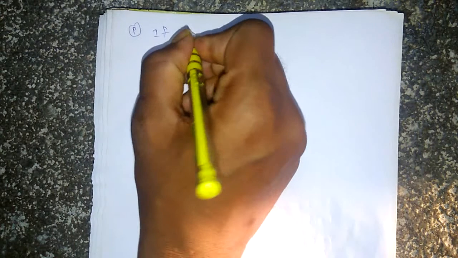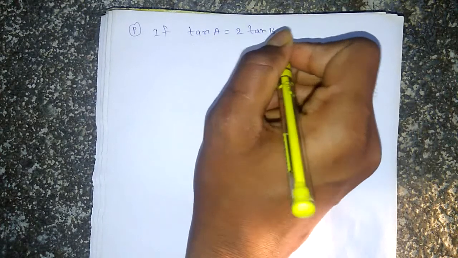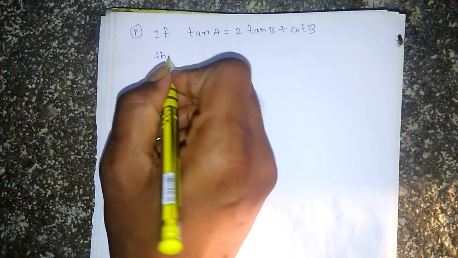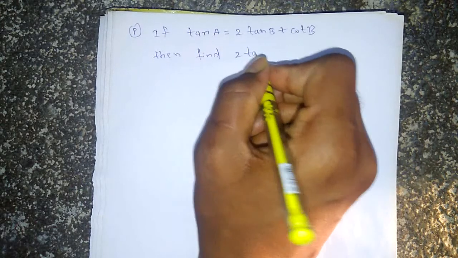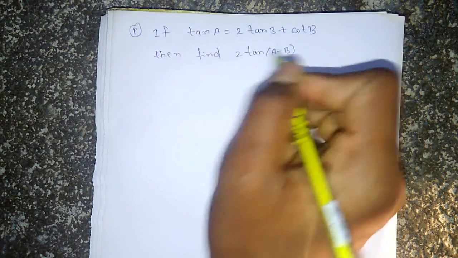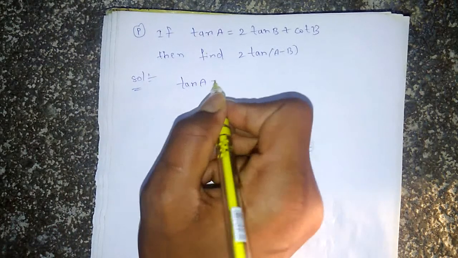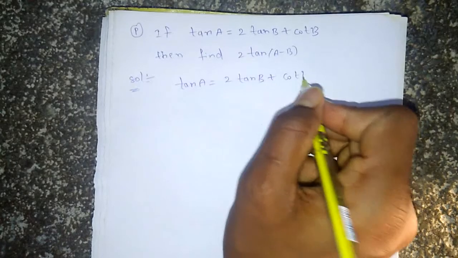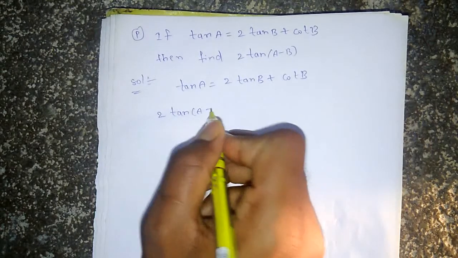Our next problem is, if tan a is equal to 2 tan b plus cot b, then find the value of 2 into tan of a minus b. So here given tan a is equal to 2 tan b plus cot b. We need to find the value of 2 into tan of a minus b.